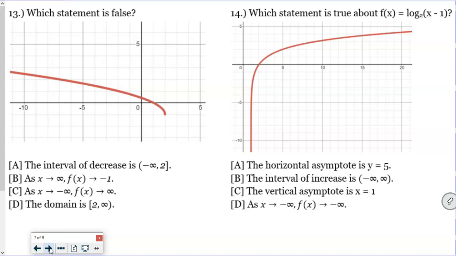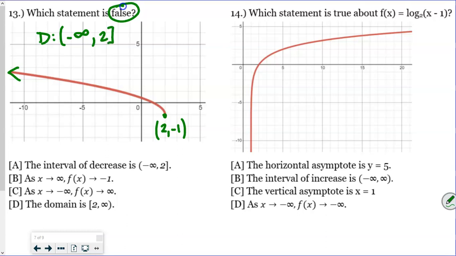So now we're going to go to the next one. Which statement is false? The first thing I want to do is mark the starting point of this graph, which is 2, -1, and recognize that it's headed left and up, right? Okay. So let's talk about our domain. Our domain is from negative infinity over here on the right to 2, right? And that means x is going to be less than or equal to 2. Our range is going to be from -1 up to infinity, isn't it? So that means y is going to be greater than or equal to -1, right?